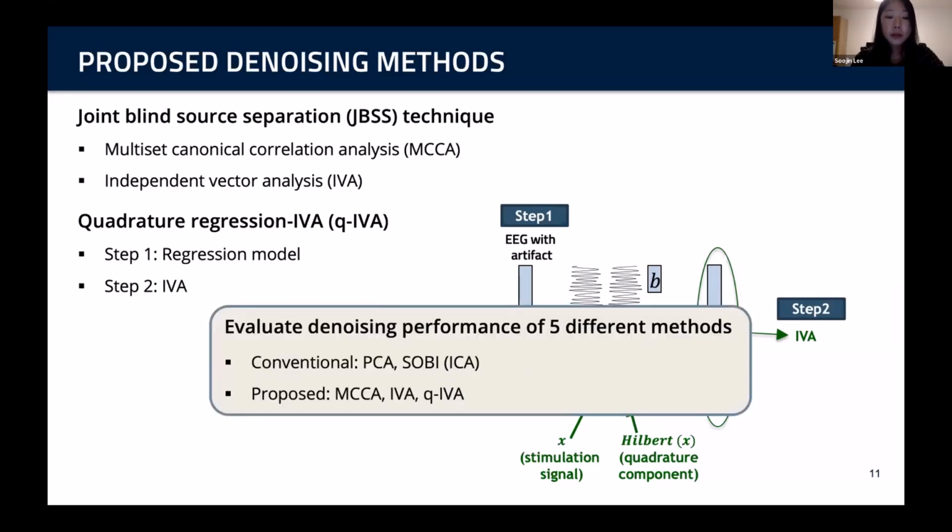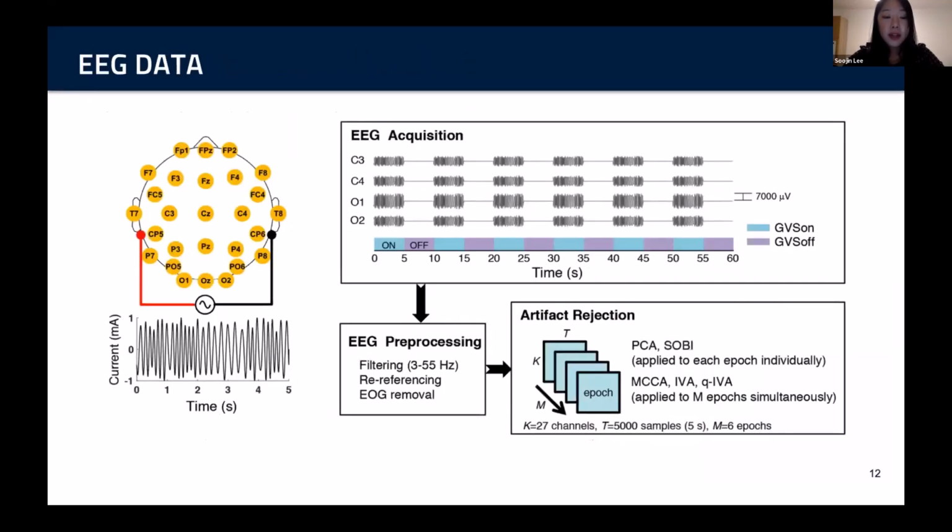So in the next slide, I'm going to show you the denoising performance of 5 different methods, and how we evaluated and compared their performance. We recorded EEG from 13 healthy subjects with the following protocol. We delivered GBS for 60 seconds with 5 seconds on and 5 seconds off, and repeated 6 times. We then applied conventional pre-processing steps such as bandpass filtering, re-referencing, and eye blink removal. And then on the pre-processed data, we tried the 5 denoising methods that I showed you previously.